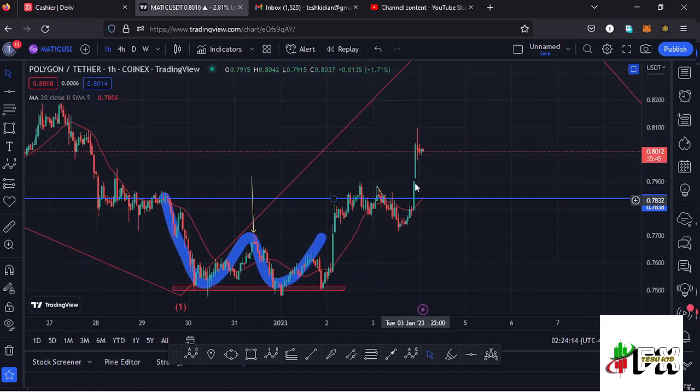We have also managed to break above the 20-day MA here on the 1-hour chart, and also managed to break above the key area of resistance at around the $0.78 mark.